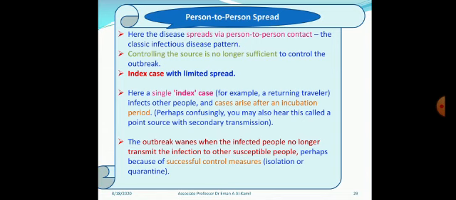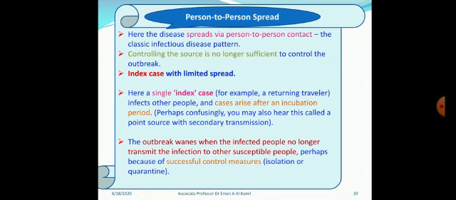Here, a single index case, for example, any individual, a returning traveler, that's exactly what happened in COVID-19. If an individual returns from a place that has an epidemic or infection to another place, other people will become infected after the incubation period of exposure, and this will cause the infection.